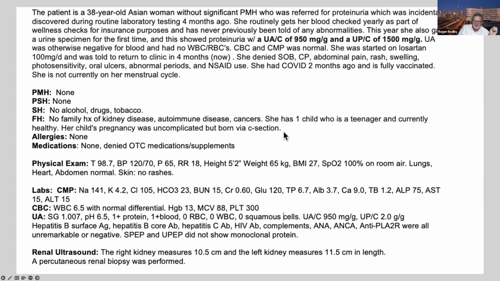How about COVID? She had COVID 2 months ago. Is that anything? We don't know before, right? She's never had a UA before. COVID was between her first presentation and her follow-up. So I saw her, and then she had COVID in the interim.